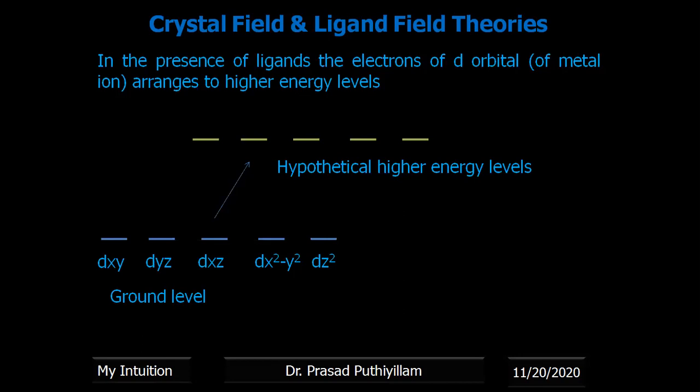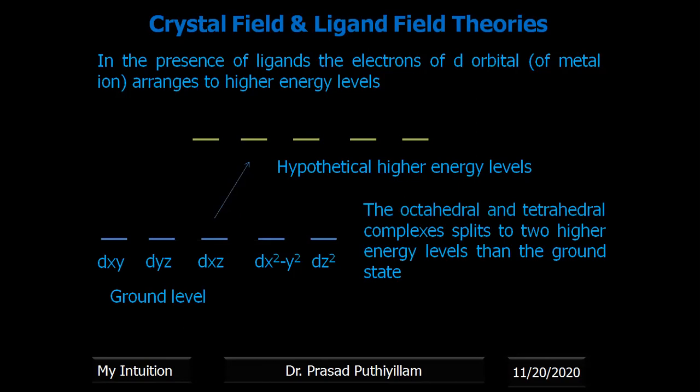Tetrahedral complex, square planar, cubic, or even planar, even linear coordination complexes are there. That means it cannot go with a hypothetical higher energy level. We have to think about different, that is, splitting only is possible. Some energy levels variation will be there.